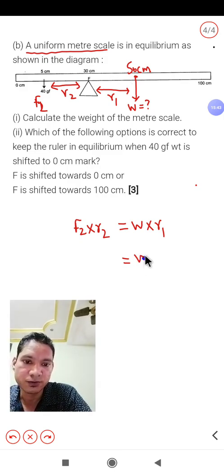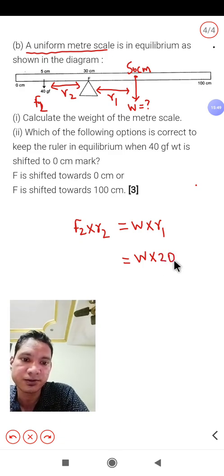So we need to calculate the value of W. Its distance from the fulcrum, 50 minus 30, that is 20 centimeter. F2 they have already given, 40 gram force, and its distance from the fulcrum, 30 minus 5, that will be 25. Okay, this will be fine.